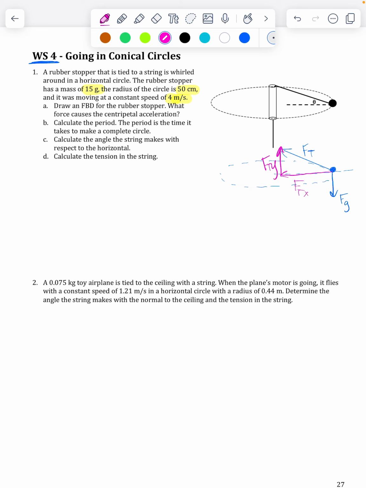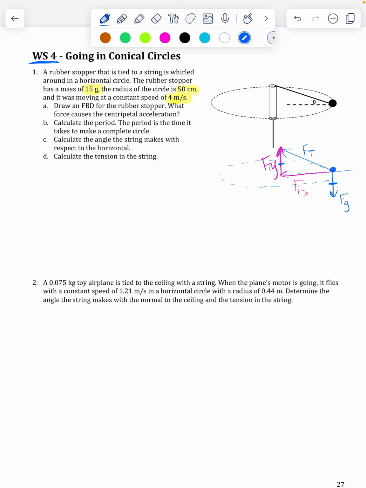Now, the stopper is going in a circle, so we know it's accelerating because its direction is changing. And so we have a force radially inward, that's that FTX, but it is not vertically accelerating. It's not accelerating up or down, it's just accelerating radially inward. So this force of gravity has to be equal to this FTY.